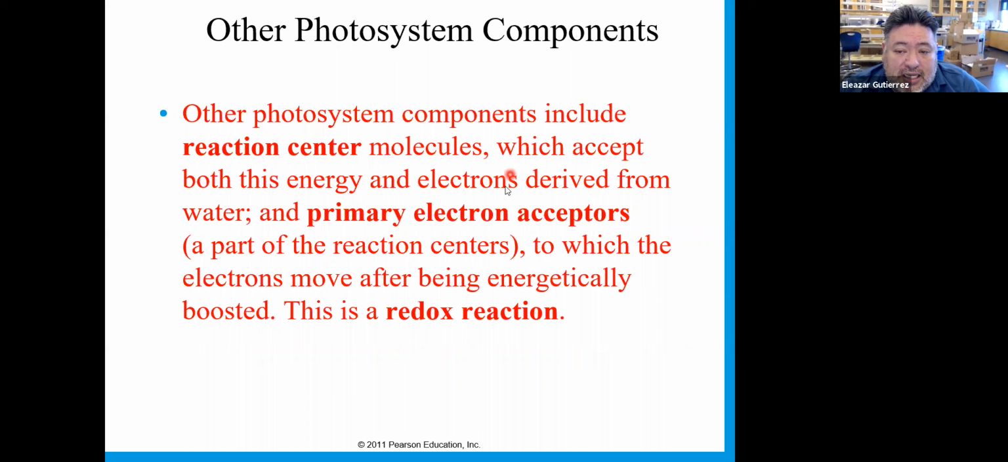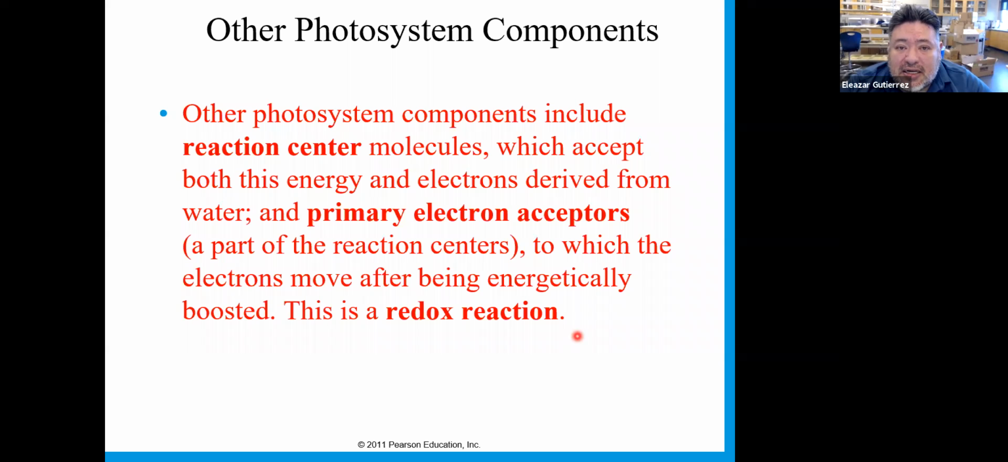Okay, let's see. So this event where we take electrons and we promote them because we go to the second moiety, what is this called? It's called a redox reaction. Hopefully you remember that from last week. So a redox reaction is a reduction and an oxidation.